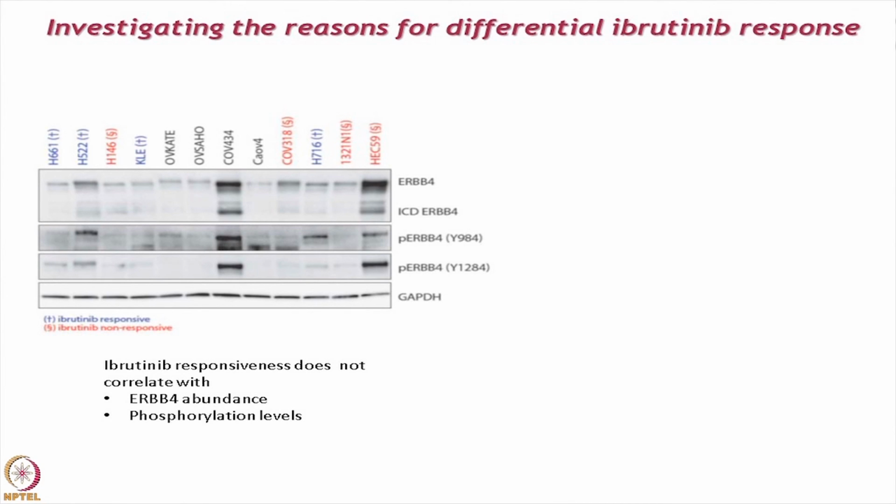Here's a resistant cell line with very strong phospho-ERBB4. Here's a sensitive cell line with really strong phospho-ERBB4. Not an obvious correlation there. And we looked at 2 different phosphorylation sites on ERBB4. So it didn't correlate with abundance or phosphorylation.